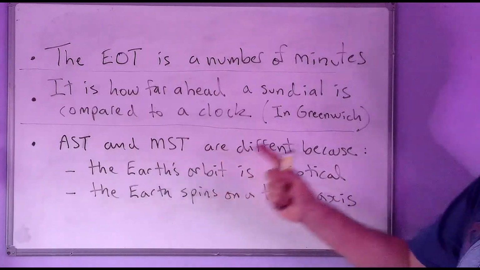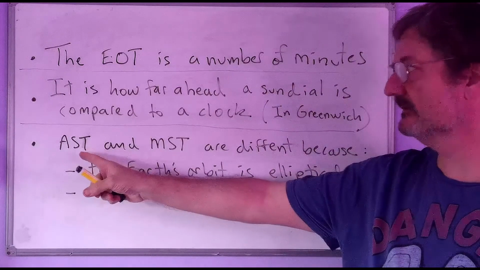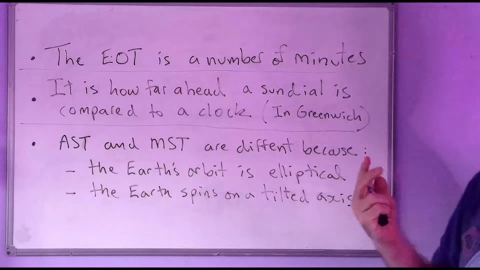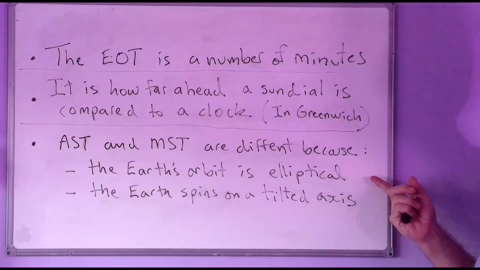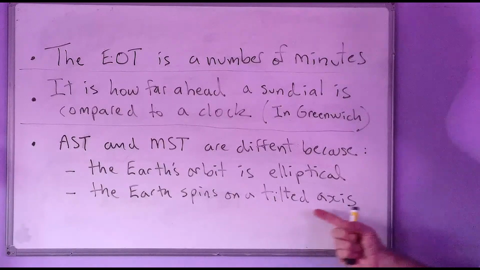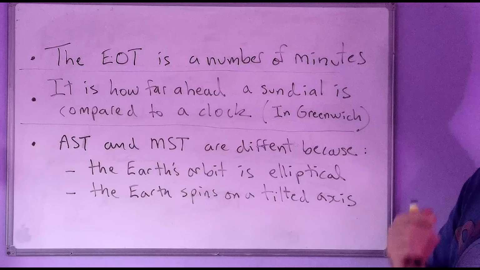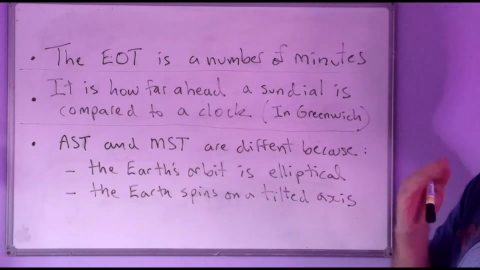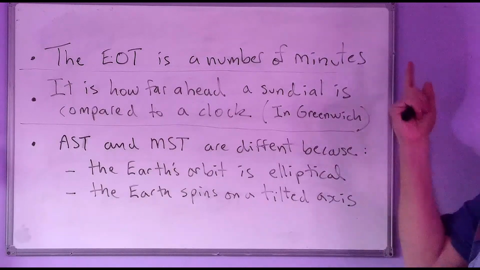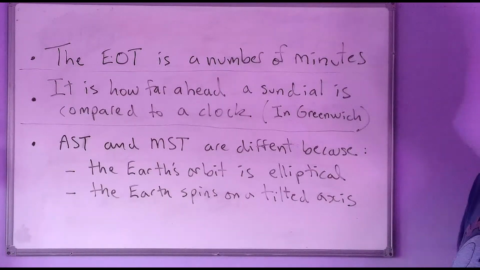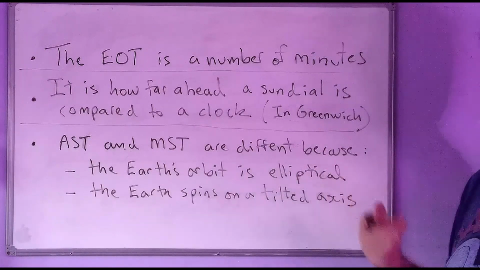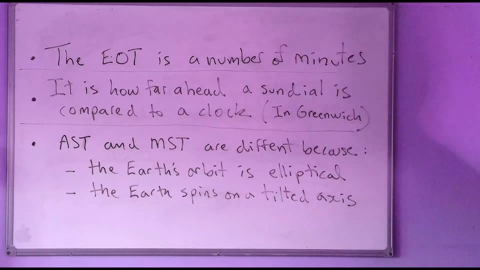And the equation of time, well, apparent solar time and mean solar time, why are they different? 2 reasons: because the Earth's orbit is elliptical as it goes around the Sun, and secondly, because the Earth spins on a tilted axis of about 23.5 degrees. And for these reasons, when the Sun culminates throughout the year, when local noon happens throughout the year, varies quite a bit.